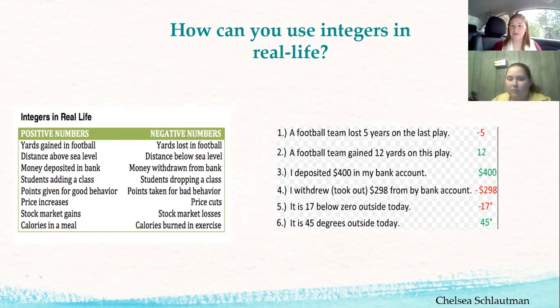So this other example I have here on the right side, it's basically the same statements as listed in this example, except it gives us a number to correlate those statements with numbers. So number 1, a football team lost 5 yards on their last play. -5 would represent 5 yards lost. A football team gained 12 yards. A +12 would represent gaining 12 yards. I deposited $400 into my bank account. A +400 would represent depositing $400. So you're putting in $400. If you withdraw or take out $298 from your bank, it would be represented as a -298.